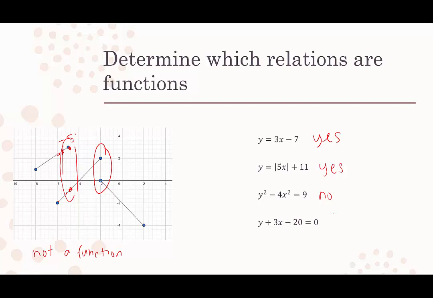And then here we have y plus 3x minus 20 equals 0. You might say, well, why not? y isn't by itself, and doesn't it have to be by itself? Yeah, but we can get it by itself, and it won't be that bad. We would add 20 and subtract 3x. So it would give us y equals -3x plus 20, which is a linear equation that wasn't so bad to get y by itself. And yes, this is a function.